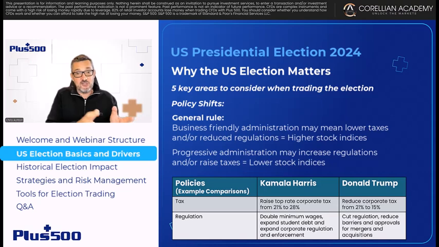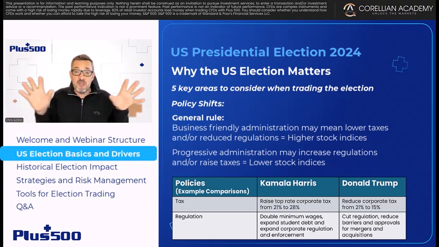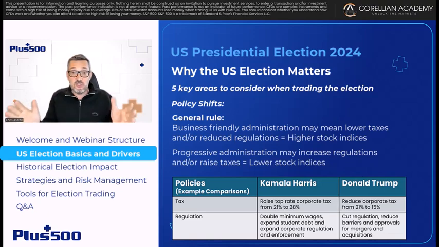In terms of regulation, Kamala Harris wants to double the minimum wage, expand student debt relief, and expand corporate regulation and enforcement in key areas, while Donald Trump wants to cut regulation and reduce barriers and approvals for mergers and acquisitions to help them go through quicker. So you can see that there are 2 key differences there as well, which could impact stock markets.